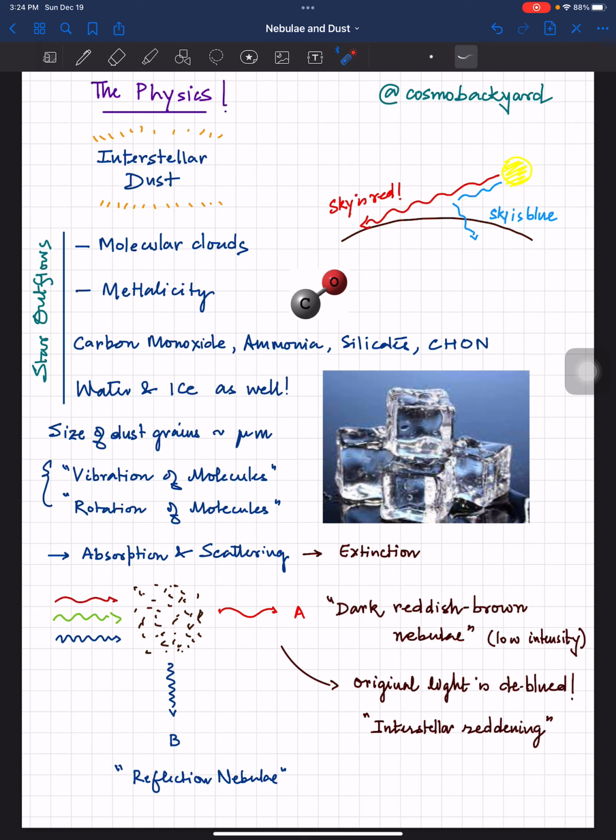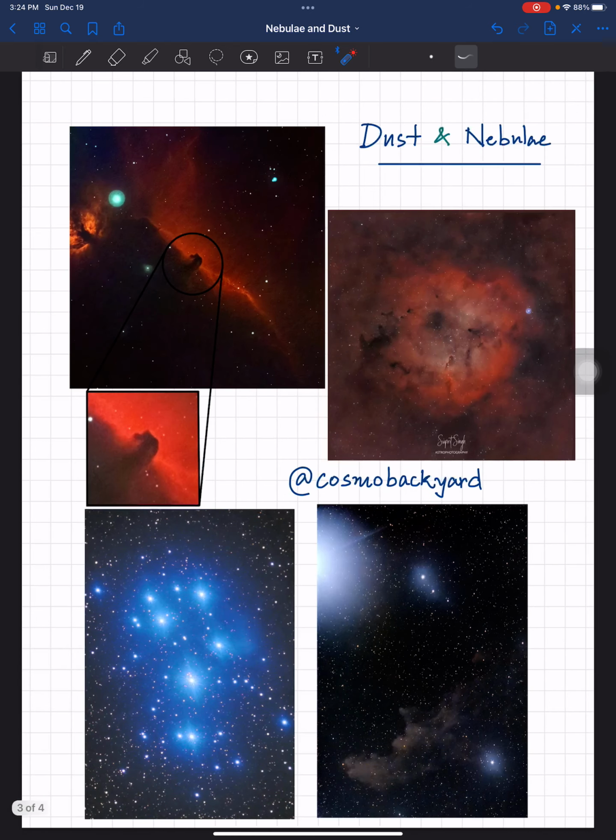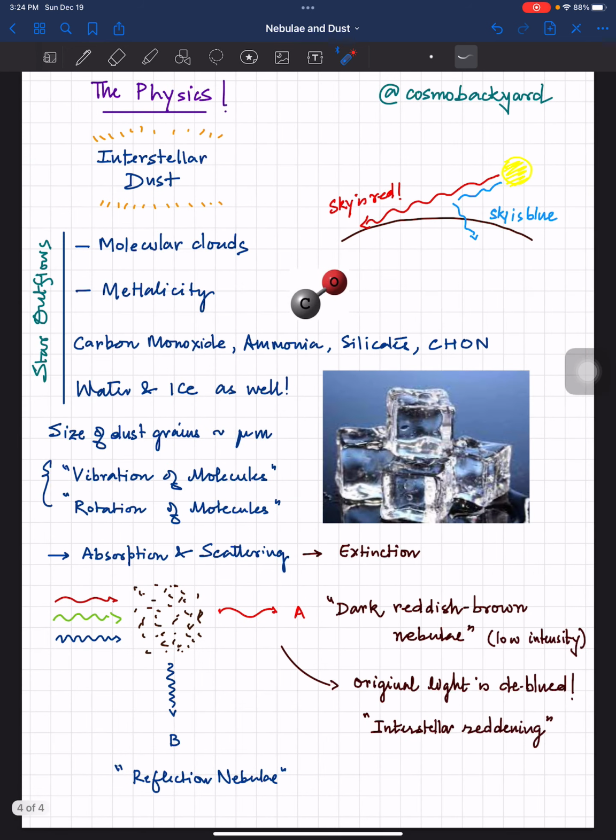This is what we call interstellar dust. It's the dust that fills the space between the stars. All four of these objects are part of our own galaxy, the Milky Way, and the dust, therefore, is basically molecular clouds. They could be metals, carbon monoxide, ammonia, silicates, and other molecules made up of carbon, hydrogen, oxygen, and nitrogen. And there's also water and ice.